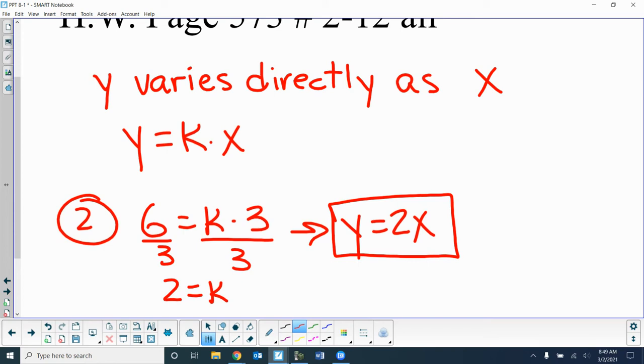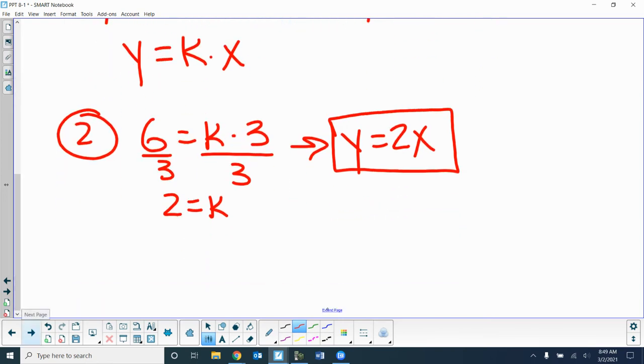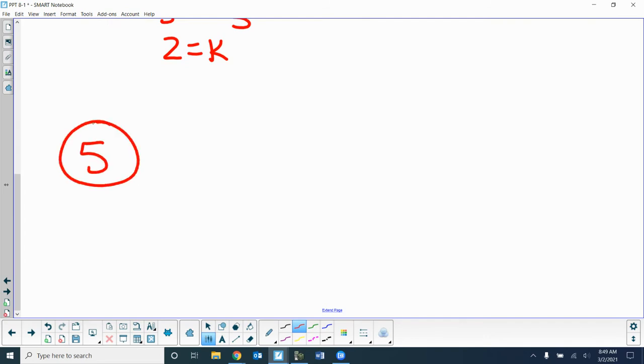Number 5, the wavelength of a wave of a certain frequency varies directly as the velocity. All right? So this symbol was the wavelength, varies directly as the velocity. Direct was times, that's why I put times. It says the wavelength was 60 feet when the velocity was 15.